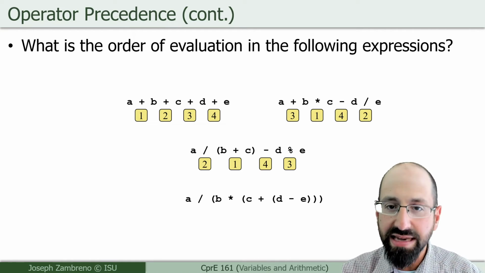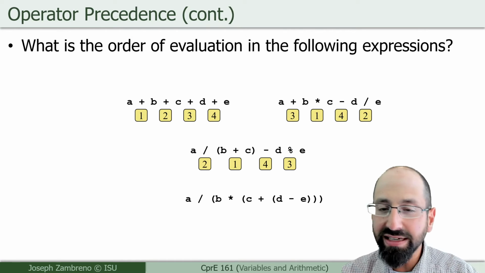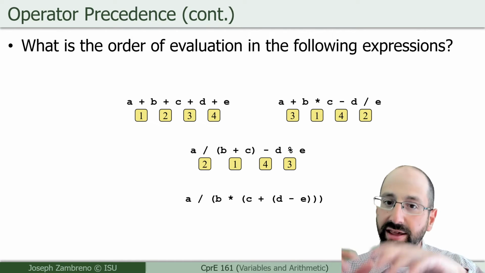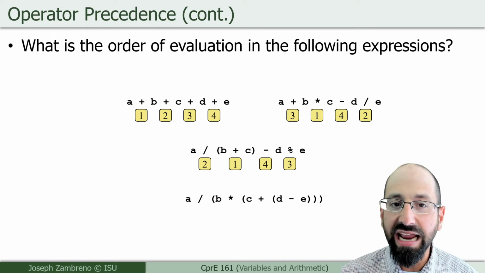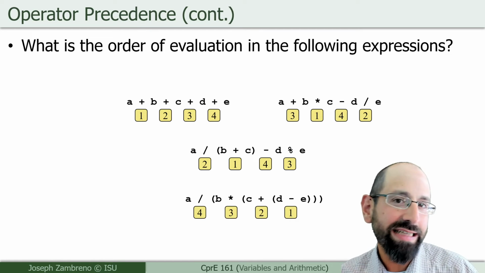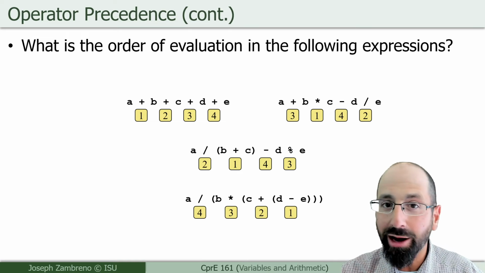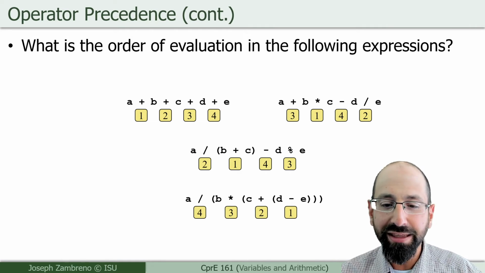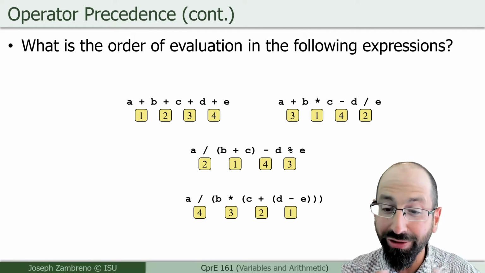And we can have these nested parentheses as well. d minus e is the most nested parentheses. That would happen first. Then c plus that result. Then b times that result. Then a divided by that result. I think it's okay to say that when in doubt, add more parentheses. When you're not sure if you're getting the right order of operations and you're doing things exactly correctly, just make sure that you have the set of parentheses around it.